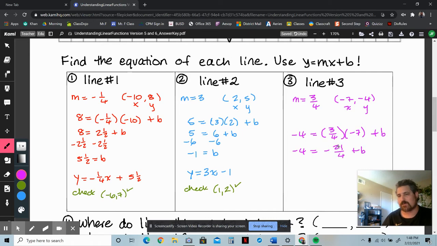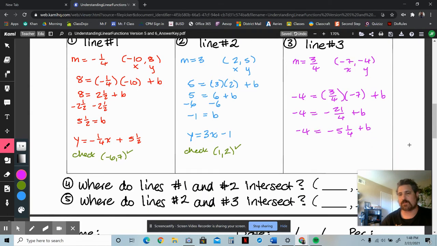4 goes into 21 5 times with 1 left over. So this is -4 is equal to -5 1/4 plus b. And then if I scroll down, we can see we're going to add 5 1/4 to both sides to get b by itself. And the positive wins by 1 1/4. So we can see that the b is going to be 1 1/4, which means that our equation for this line is going to be y is equal to the slope 3/4 times x and then plus 1 1/4.